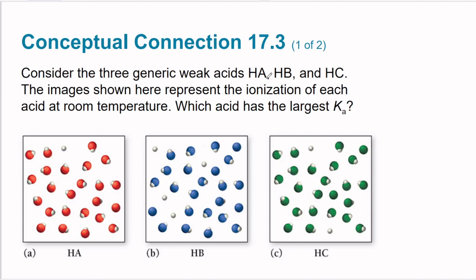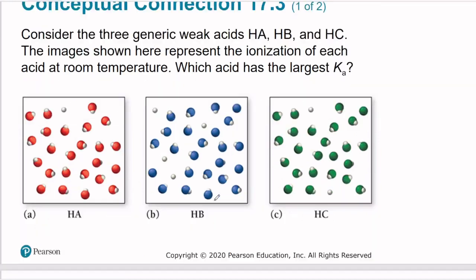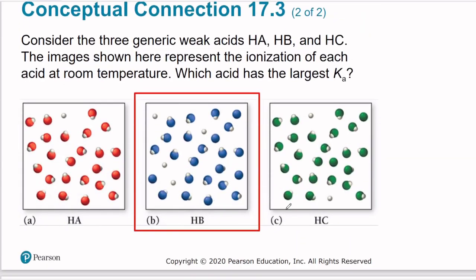Consider the three generic weak acids, HA, HB, and HC. So HA is red, HB is blue, HC is green. The images shown here represent the ionization of each acid at room temperature. Which acid has the largest Ka? Largest Ka means it's dissociated more because it has more products at equilibrium. Okay, if it has more products, it's going to have more of these little white balls, which are the hydrogens, right? The H plus. So the one that has the more white balls is the blue one, okay? So we see that indicated here.